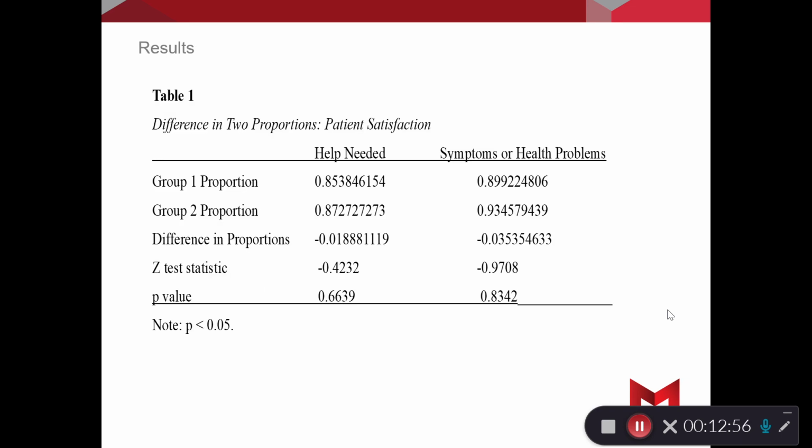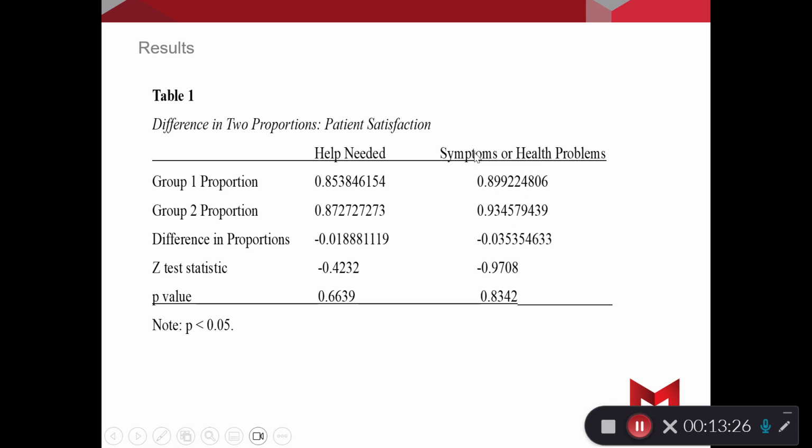So here are the results for table 1. On the first column where it says help needed, that represents the question about whether the patients were educated with conversation with the staff members. And you can see the z-test statistic was 0.4232, and then with the p-value of 0.6639.